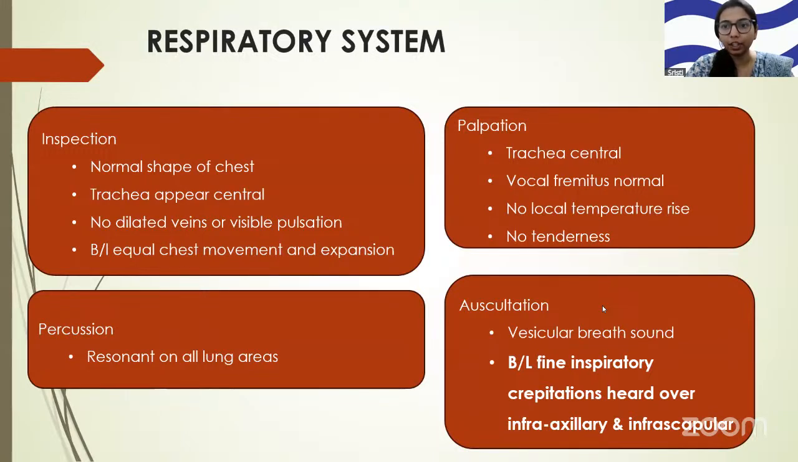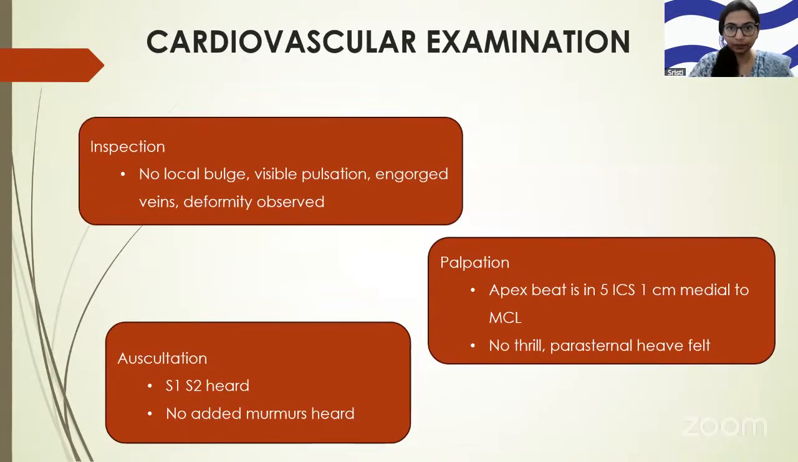On palpation, trachea was central. Vocal fremitus normal. No local temperature rise or tenderness present. On percussion, it was resonant in all lung areas, and on auscultation, vesicular breath sounds were heard. Bilateral fine inspiratory crepitations were heard over infra-axillary and infrascapular regions.